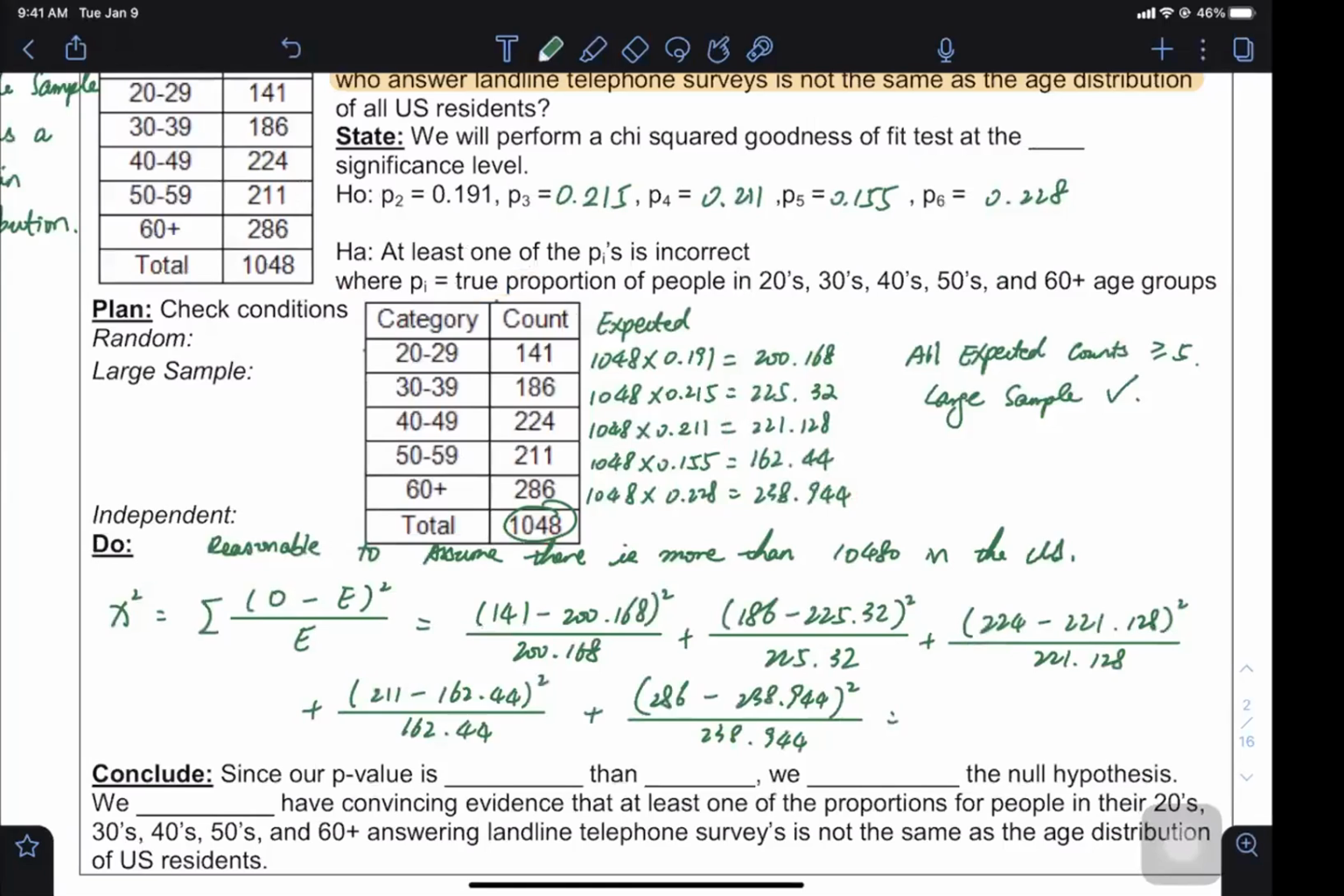So the answer would be 48.172 after you do all the math. And now let's learn how to find a p-value using this. So take out your calculator.